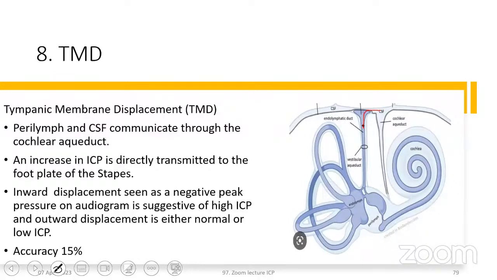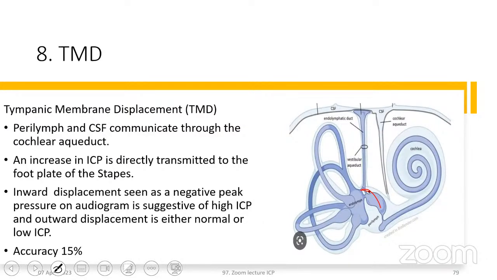An increase in ICP is directly transmitted to the footplate of the stapes. This is the endolymphatic duct, and these are the semicircular canals. Because of this communication between the CSF and the cochlear aqueduct, an increase in ICP is directly transmitted to the footplate of the stapes. Inward displacement is seen as a negative peak pressure on the audiogram. It suggests high ICP, and outward displacement suggests either normal or low ICP, but the accuracy is very low, about 15%.